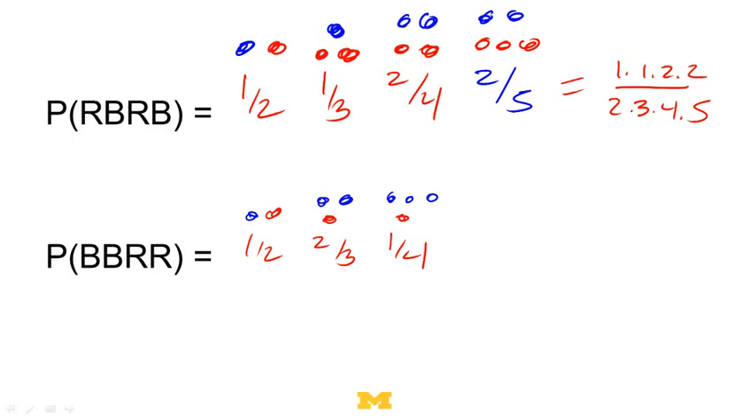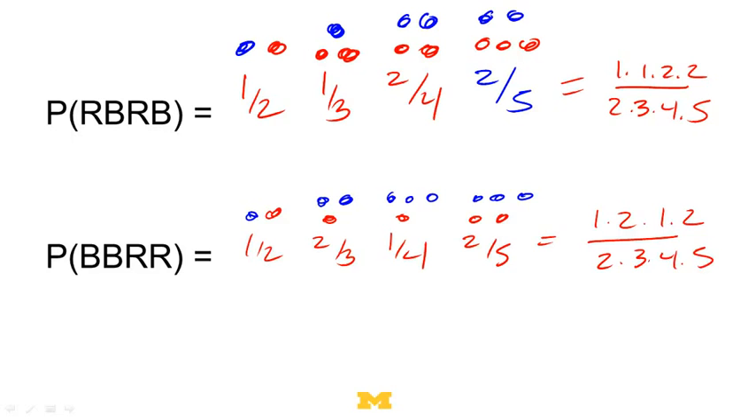But now I've got 2 reds in there. So I've got 3 blue and 2 reds. And the odds of picking a red ball here are 2 out of 5. So if I multiply all this out, I get 1 times 2 times 1 times 2 over 2 times 3 times 4 times 5. Well, if we look at these two examples, we'll see why this result is true.